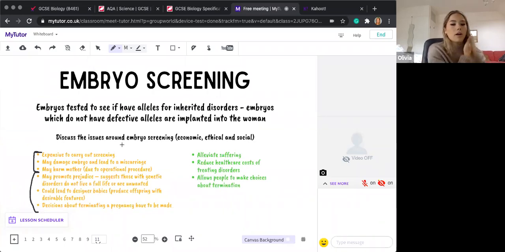Okay, so I see we've got a question. What is a miscarriage? Miscarriage is when the pregnancy fails and then you would lose the baby. So obviously there are risks with doing this embryo screening because it's quite an invasive procedure.